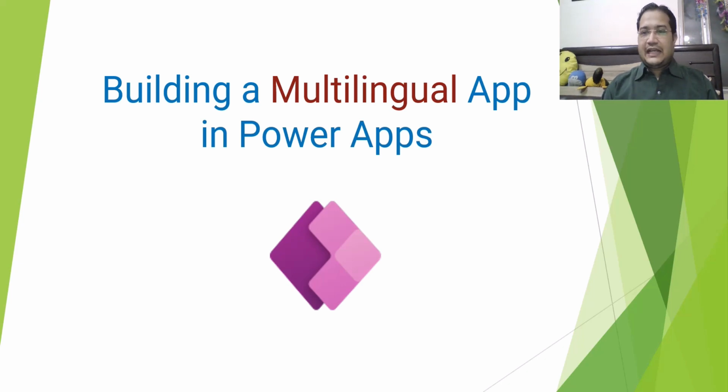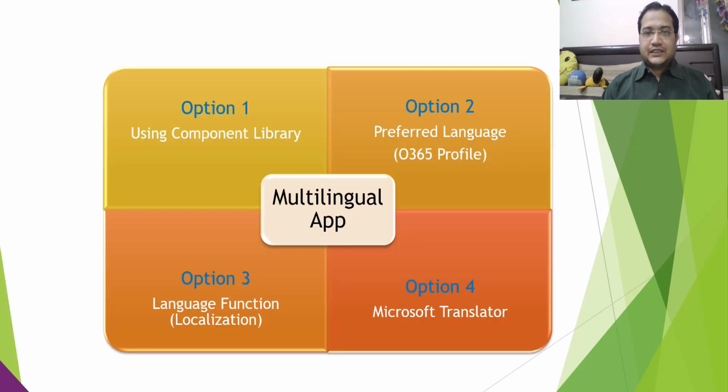So in this video, I will show you all the options for how you can implement a multilingual app in Power Apps. Basically, multilingual can be implemented in four ways in Power Apps. One option is using component library. Another option is using the profile preferred language, which is your Office 365 profile. In every Office 365 profile, you will find a setting called preferred language. So we will see that.